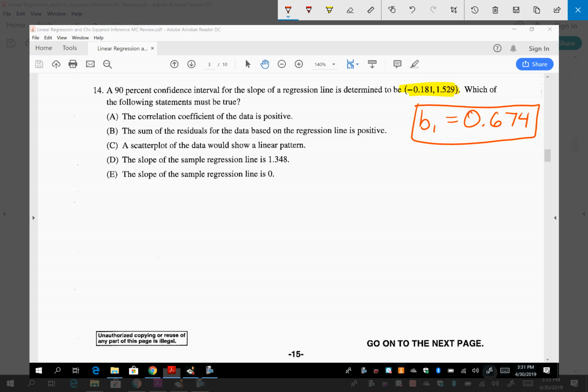If the slope of your scatter plot is positive, if I draw a scatter plot and it's positive, even though it looks like it's barely positive, all right, what do I also know about the correlation coefficient? It's also positive. That's why it's A.